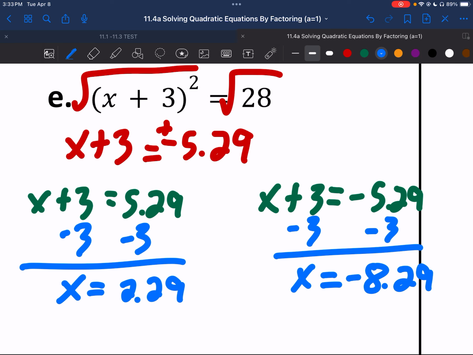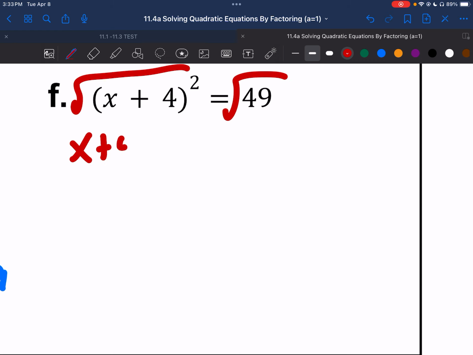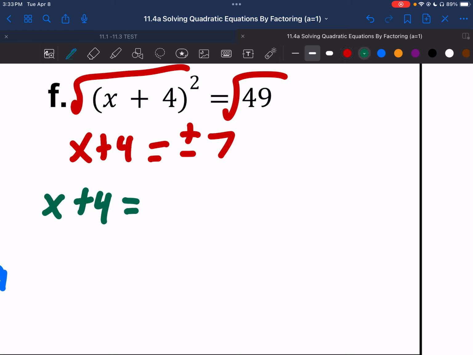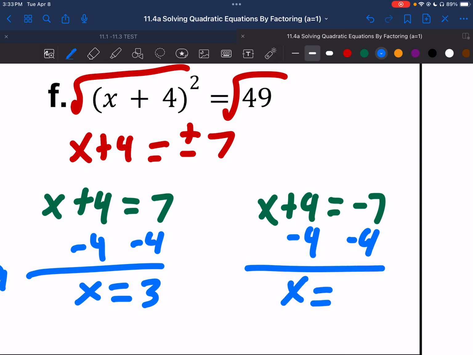And letter F. We've got x plus 4, the quantity squared, equals 49. We take the square root of both sides. X plus 4 is equal to plus or minus 7. Split that. X plus 4 equals positive 7. X plus 4 equals negative 7. Subtract 4 from both sides. 7 minus 4 is 3. Subtract 4 from both sides. Negative 7 minus 4 is negative 11. And that's the square root property.